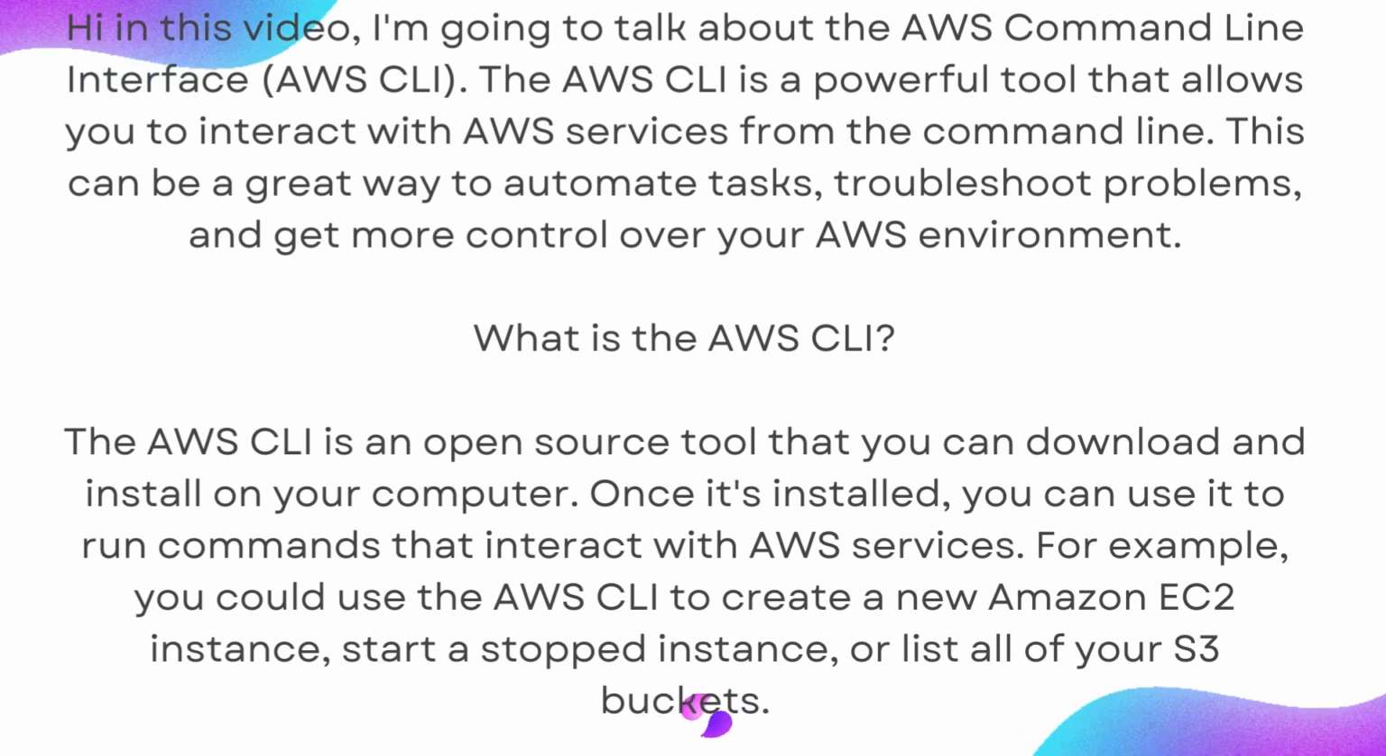What is the AWS CLI? The AWS CLI is an open-source tool that you can download and install on your computer. Once it's installed, you can use it to run commands that interact with AWS services. For example, you could use the AWS CLI to create a new Amazon EC2 instance, start a stopped instance, or list all of your S3 buckets.